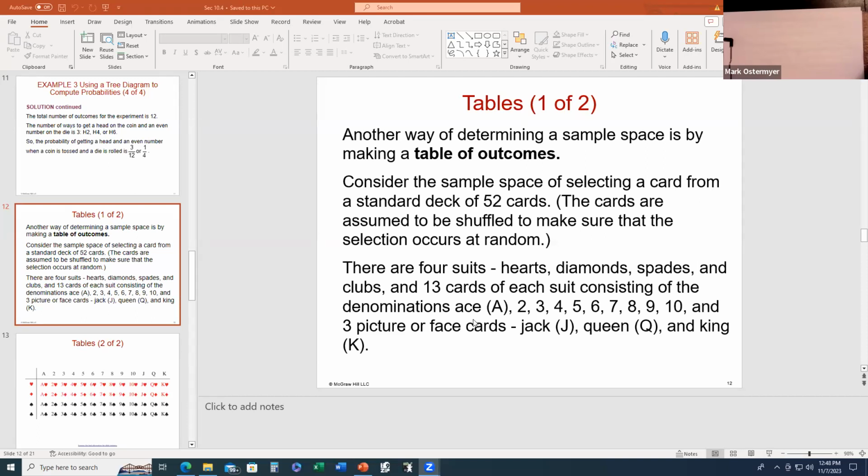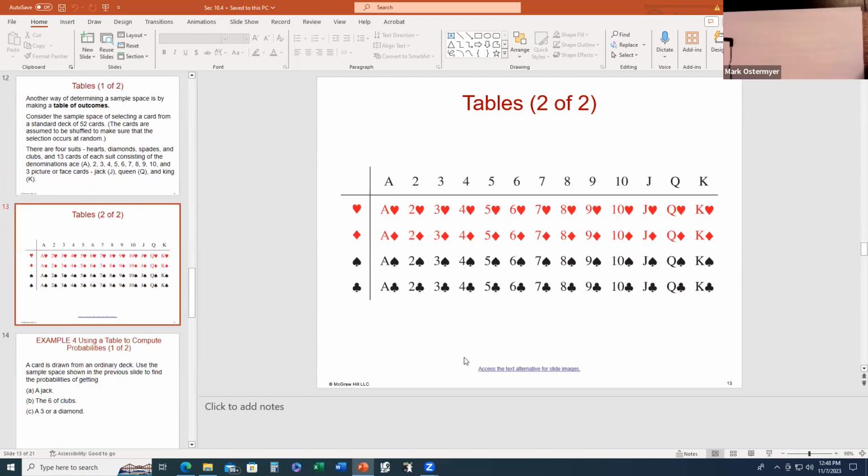So we have 13 cards per 4 suits. 4 times 13 is 52 cards. And here is the table that represents all the outcomes that could occur when you reach into a deck and pull out a card. There's 52 outcomes. We have 4 suits, which constitute the rows over here. And we have our cards that constitutes the columns up here.